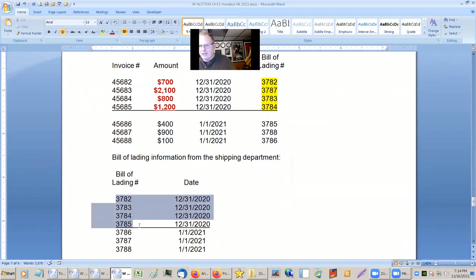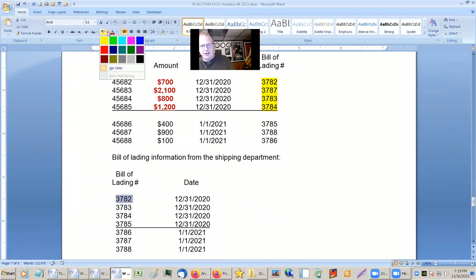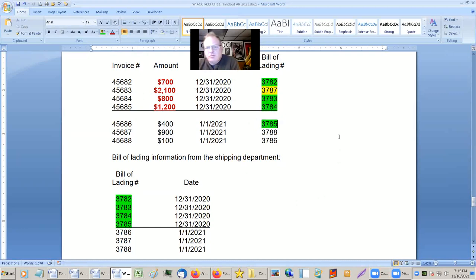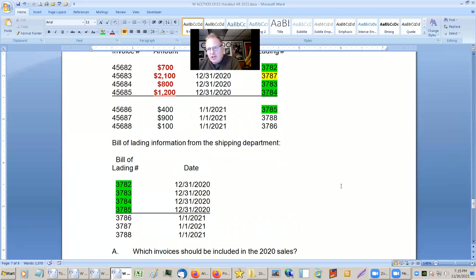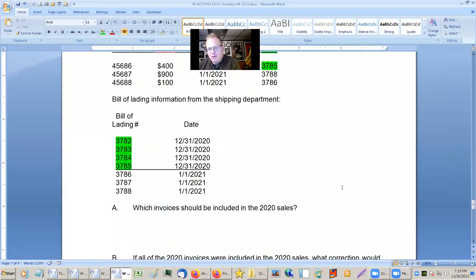So these are the bills of lading. These are the ones that are actually shipped. So looking at the bills of lading, we should do these, let's do these in green, how about? Okay, so which invoices should be included in 2020 sales?